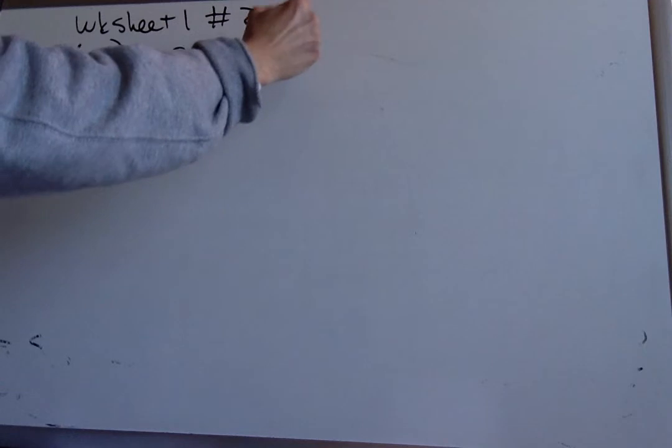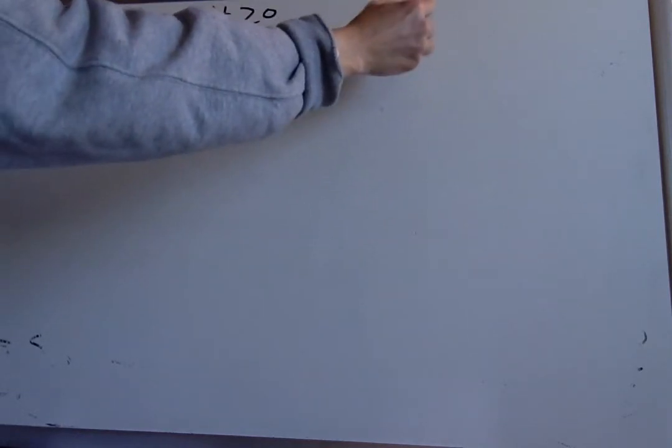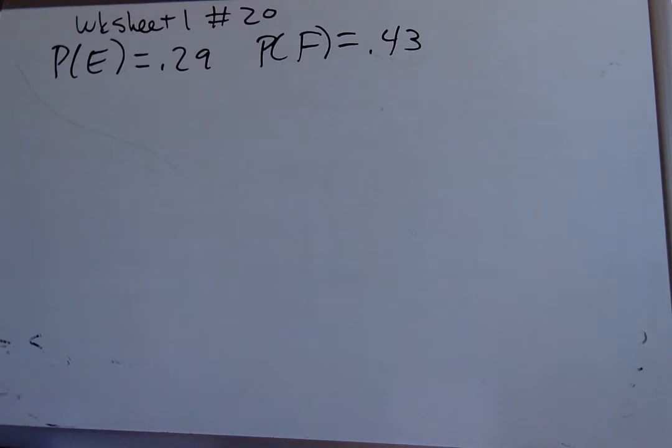Okay, worksheet 1, number 20. It tells you the probability of event E is 29%. The probability of event F is 43%, and they ask different questions.